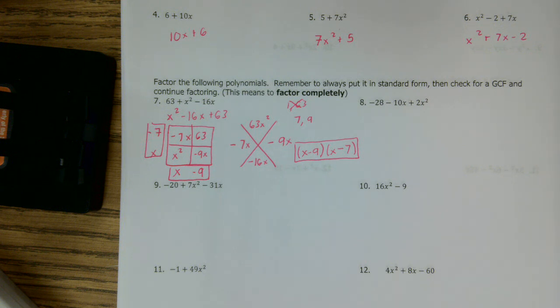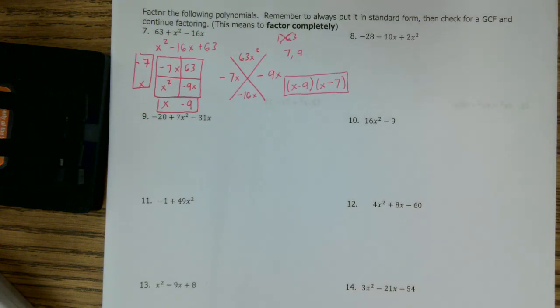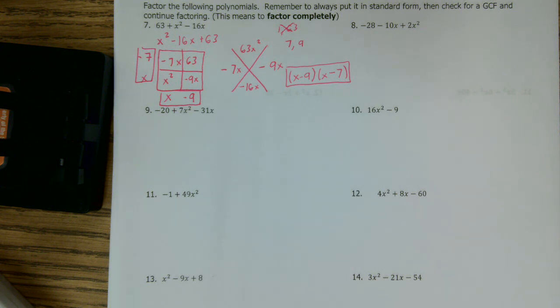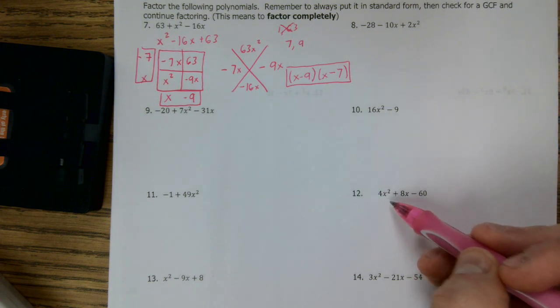The other example that I'm going to look at is a problem where you have to find the greatest common factor. So I'm going to skip down a little bit to problem number 12, okay? Problem number 12 is pretty similar to problem 7, except you're going to notice one small difference. We have 4x squared plus 8x minus 60. The first step we always have to do, outside of writing it in standard form, is make sure that we find the GCF.